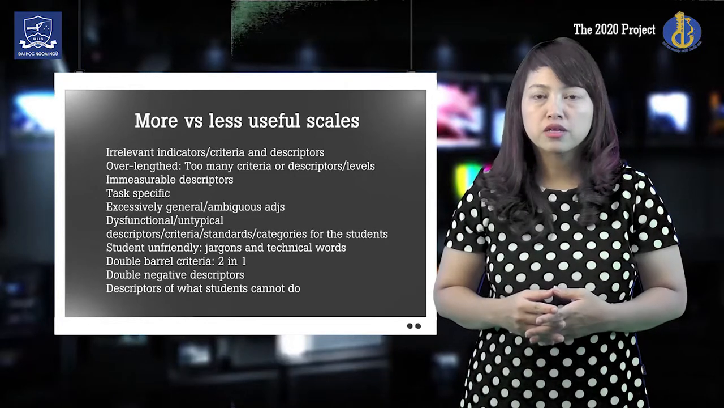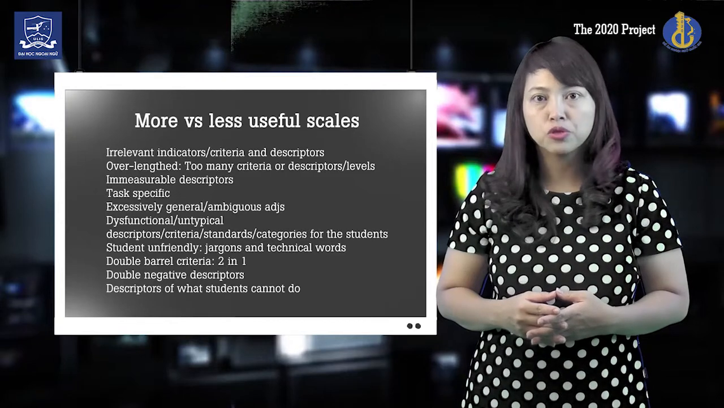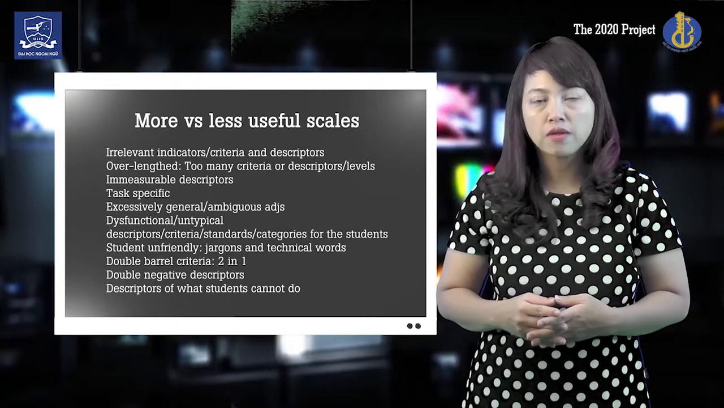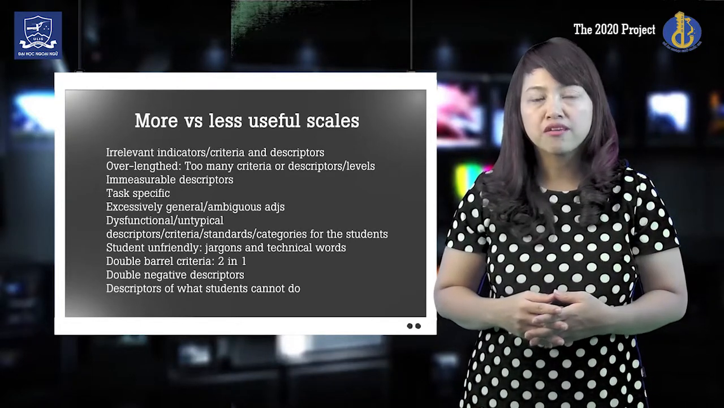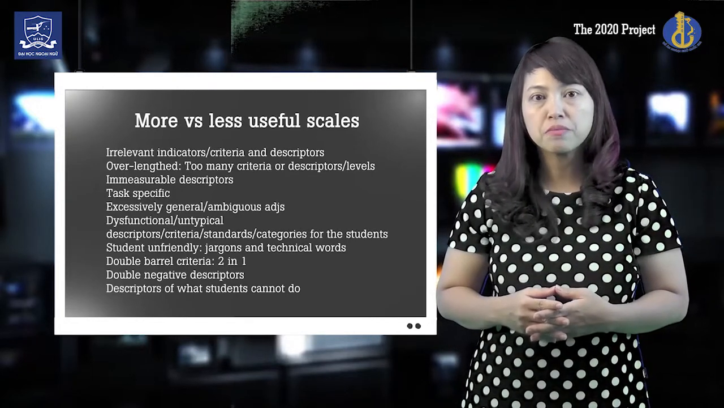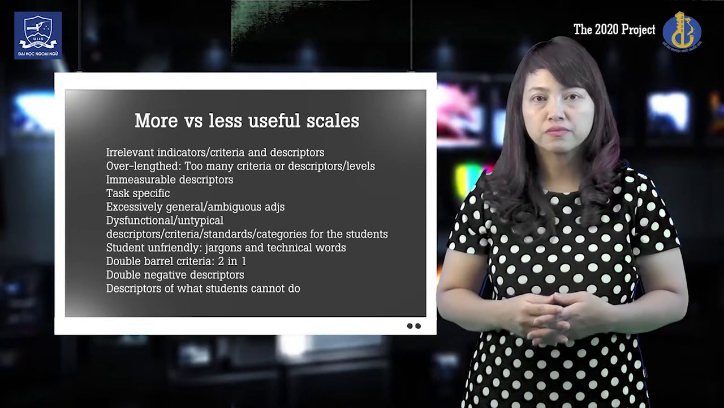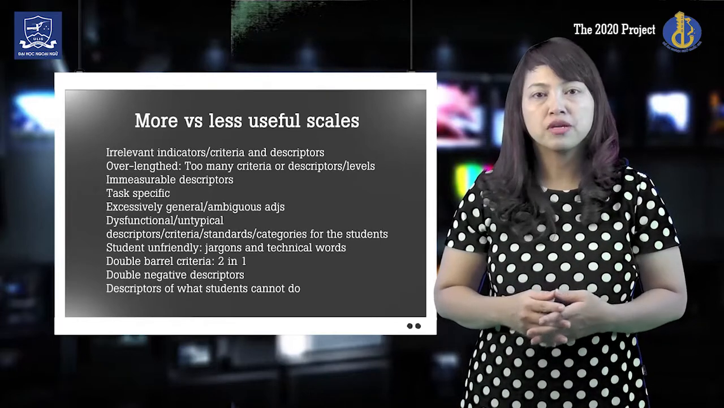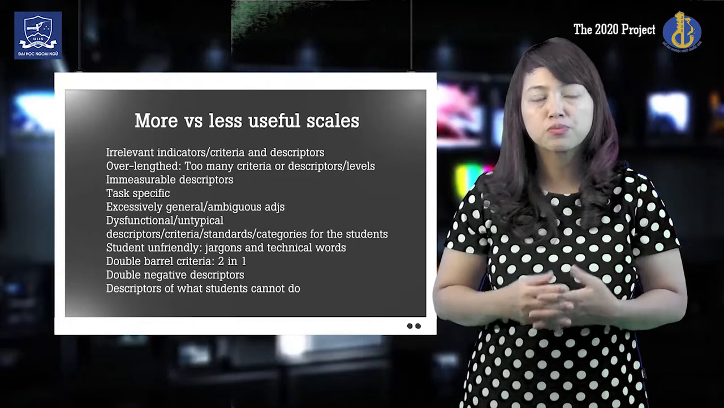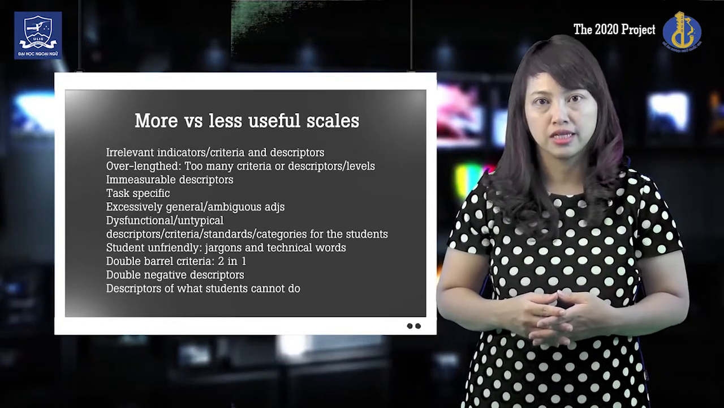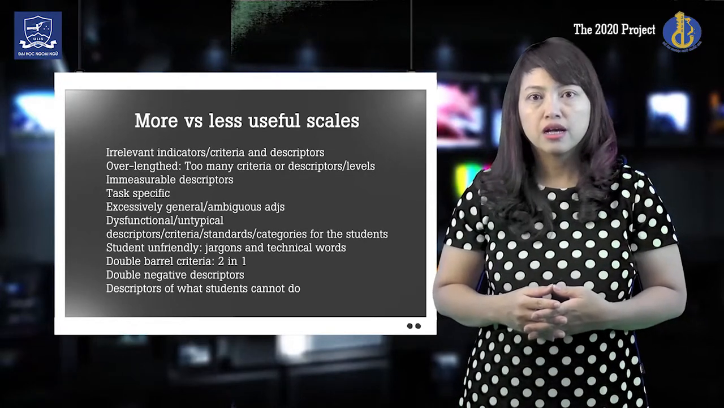Another problem is when the criteria are too specific and may be applicable to only one task or one type of task and not for general use. The performance levels may be too general with some ambiguous adjectives such as good, bad, average. One example of an ambiguous adjective to describe student pronunciation is students pronounce unintelligibly. It is not clear what intelligibly means.